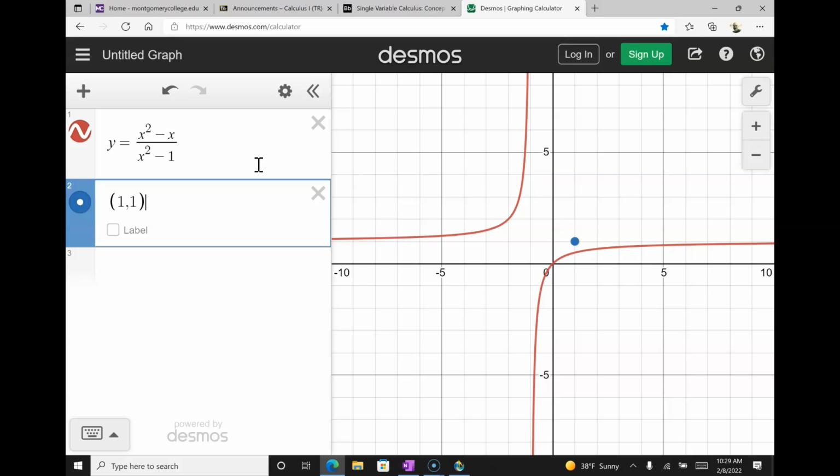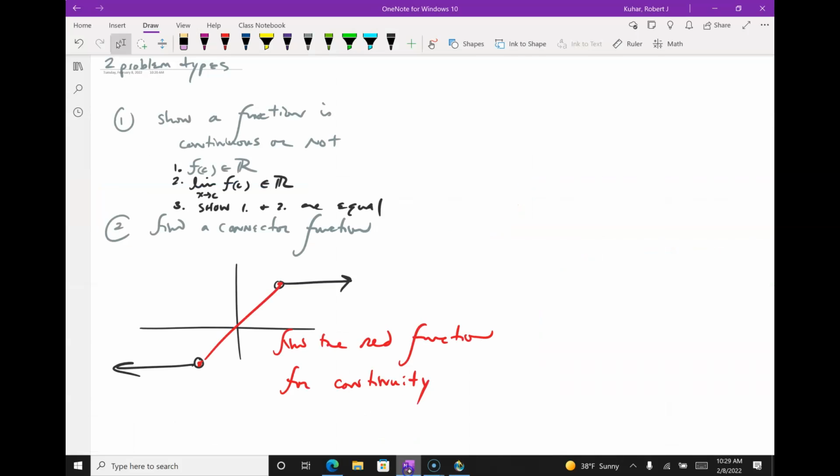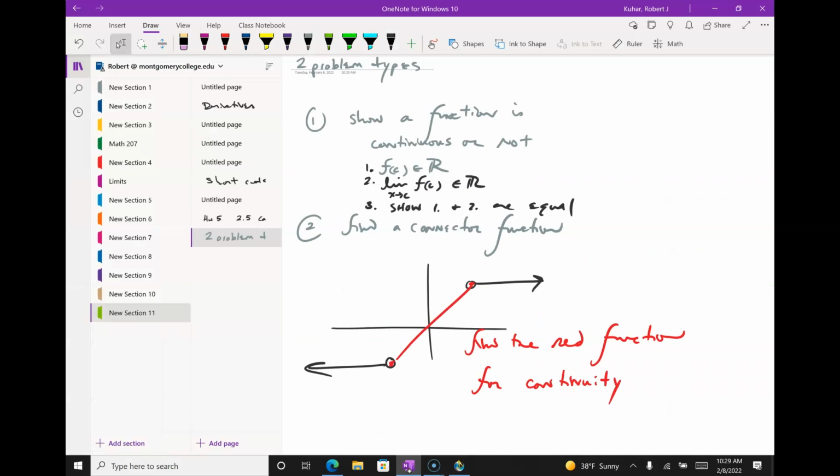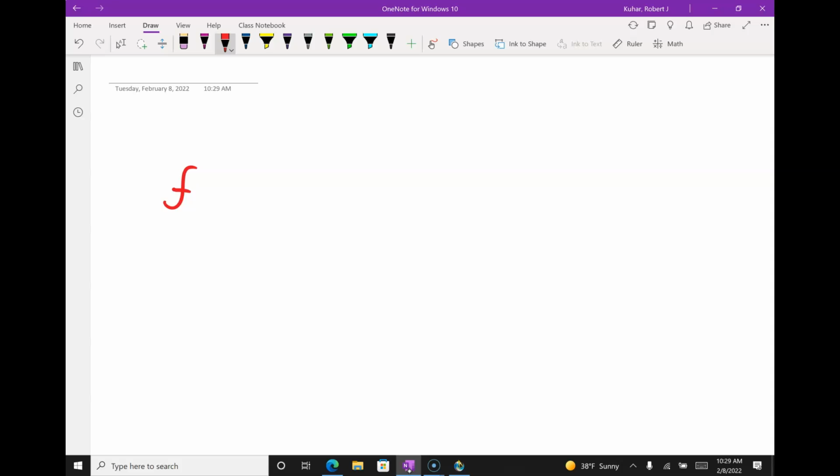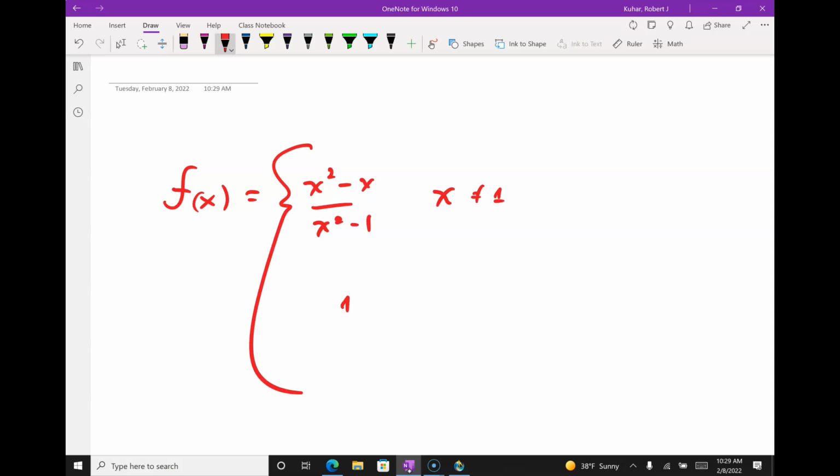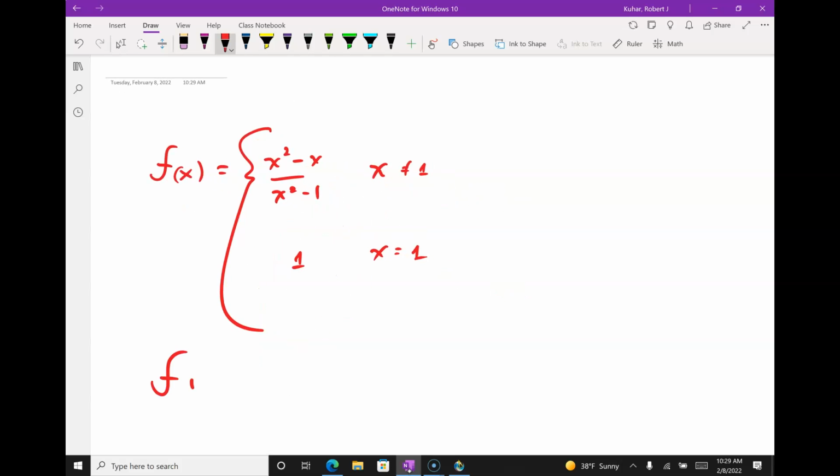So we already know this thing is discontinuous, right? So the graph is a nice way to tell. But let's go through our process. Yes? So I've got f of x equals x squared minus x over x squared minus 1 if x does not equal 1, and it's 1 if x equals 1, right? So what, first step, f of 1, what is it? When I plug in 1, I use the second machine, yes? And what do I get? 1. That's a real number. Good, that's what I wanted, I checked.